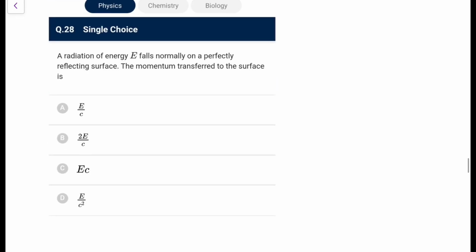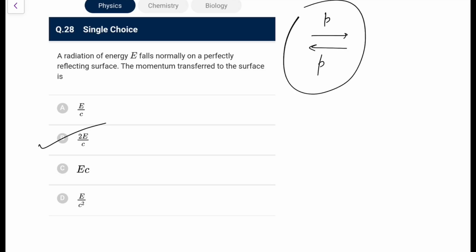Radiation of energy E falls normally on a perfectly reflecting surface. The momentum transferred is, you directly say, 2E by C, because the change in momentum is double. If it was P, the change would be 2P, and P is equal to E by C. So it would be 2E by C here.